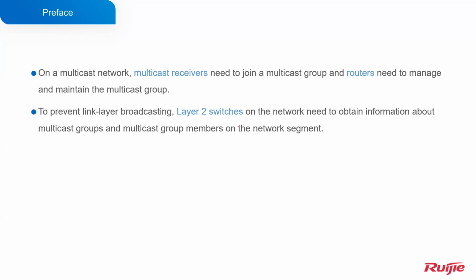Because for a multicast packet, if you check the destination IP, you can find it's a multicast address. And a multicast address represents a group of receivers. So we should manage these members in each group. And to prevent layer 2 broadcasting, layer 2 switches on the network need to obtain information about multicast groups and the multicast group members on the network segments.